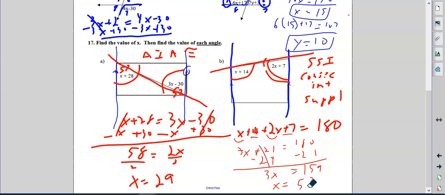Once again, I can real quickly plug these in. 53 plus 14 is 67, so I think this angle is 67. 2 times 53 is 106, plus 7 is 113. And now if I add 113 plus 67, do I get 180? You betcha I do. And so therefore, again, I've proven this correct before I move on.